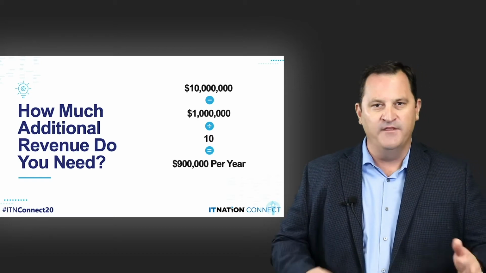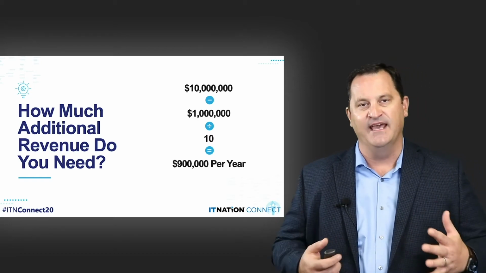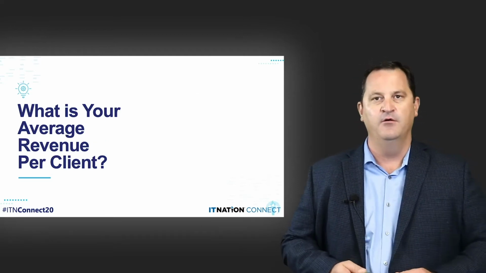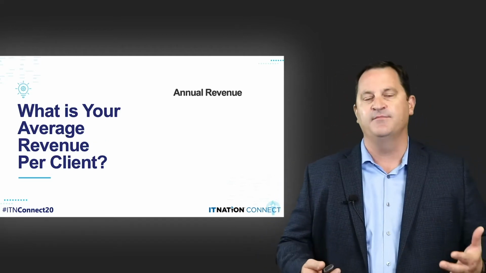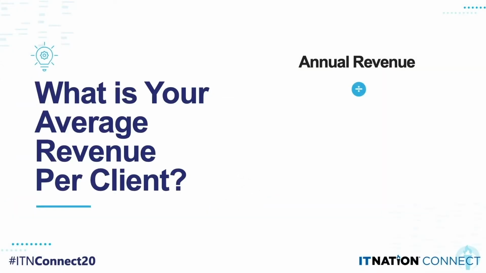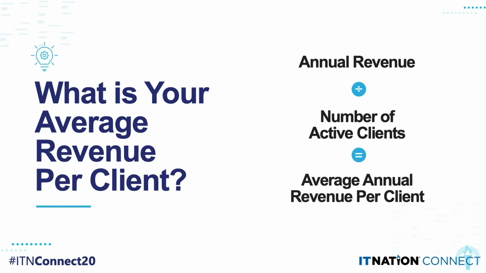So now we know the total annual revenue we need to get. In this example it is $900,000 per year, but we're going to start that number for you. We're going to start figuring out how many customers that really translates to. We're going to get our average revenue per client. We're going to take the annual revenue we have as a company and divide that by the number of active clients we have to get the average annual revenue per client.